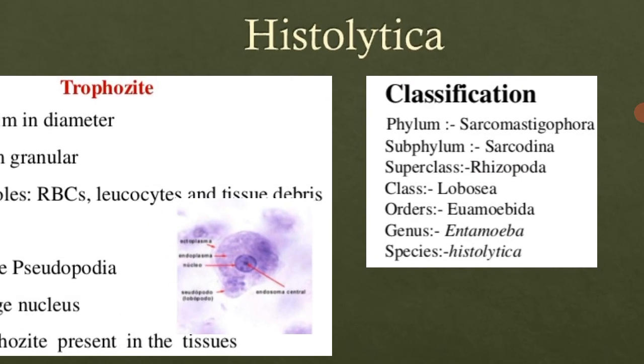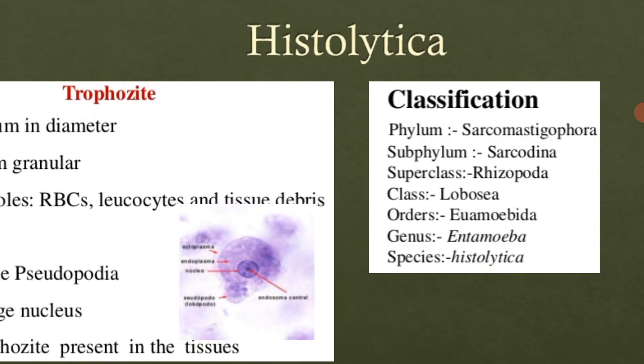Now the basic classification of this protoparasite. Phylum is Sarcomastigophora, subphylum is Sarcodina, superclass is Rhizopoda, class is Lobosea, order is Amoebida, genus is Entamoeba and the species is histolytica. That is why we call it Entamoeba histolytica.